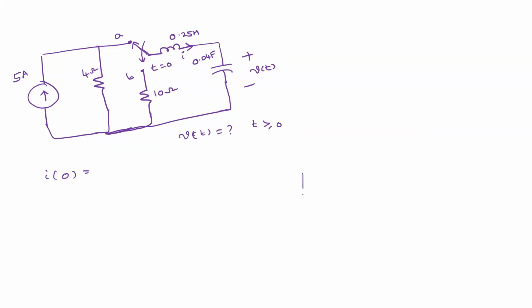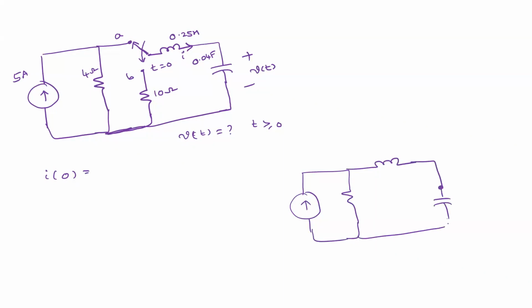So how will this circuit behave? This capacitor is open circuited and this is short circuited, right? So what is the current through this inductor? 0 amperes. Now tell me what is the voltage across the capacitor? 20 volts. This is 5 amperes, so 5 into 4, that is 20 volts.